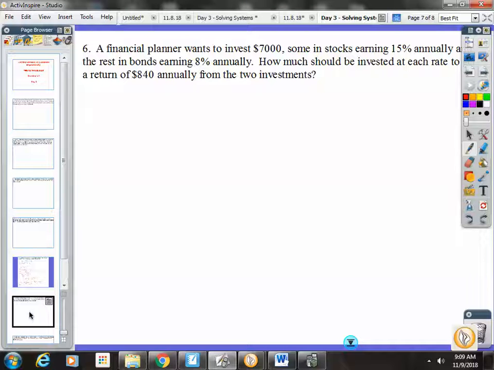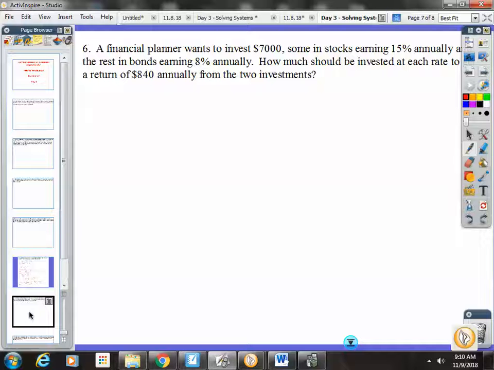A financial planner wants to invest $7,000, some in stocks earning 15% annually, and the rest in bonds earning 8% annually. How much should be invested at each rate to get a return of $840 annually from the 2 investments? So I'm guessing at your age you probably don't do a whole lot of investing. Okay, so let's just pretend here. Let's pretend you have $7,000 and you want to put them in stocks and bonds, just 2 different investments.